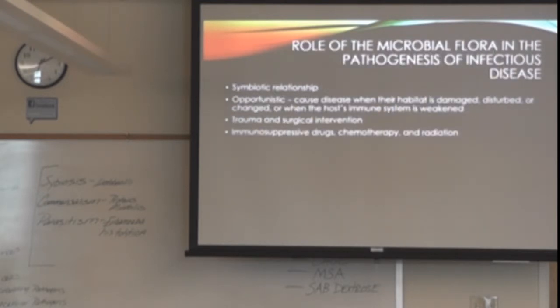All right. So what is the role of microbial flora in the pathogenesis of infectious disease? You can have a symbiotic relationship, as we just talked about, or it could be an opportunistic relationship. Remember this one: that's going to be when the host is somehow damaged, disturbed, or changed, the host system is weakened or stressed. Trauma and surgical intervention can also play a part in disrupting the normal microbial flora. And then of course immunosuppressive drugs, chemotherapy, and radiation.